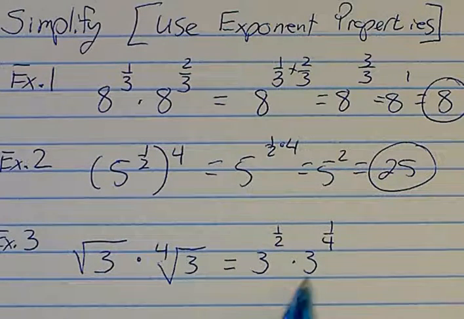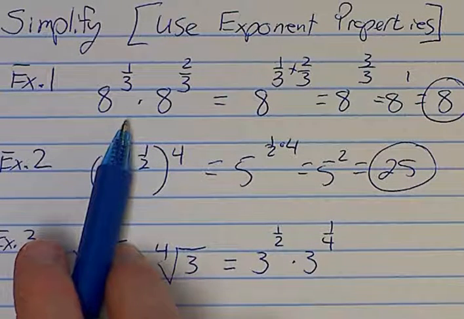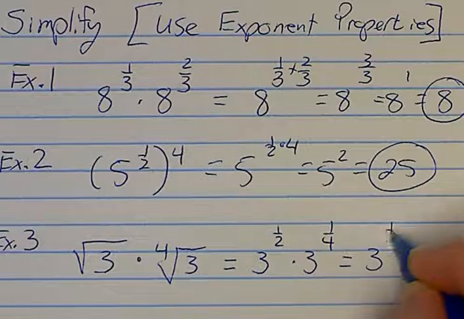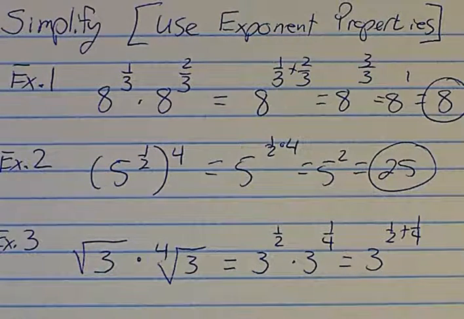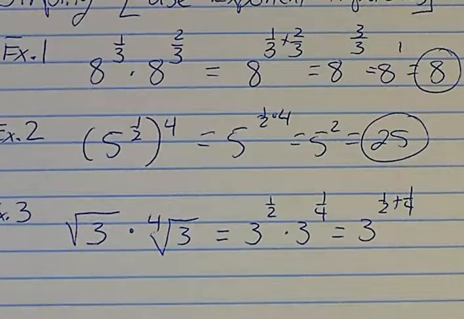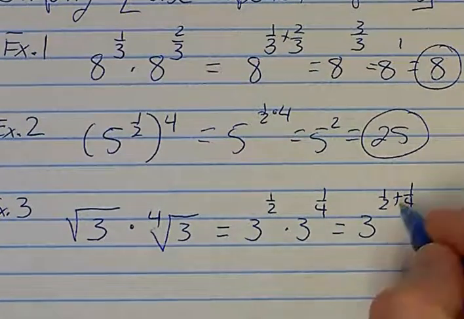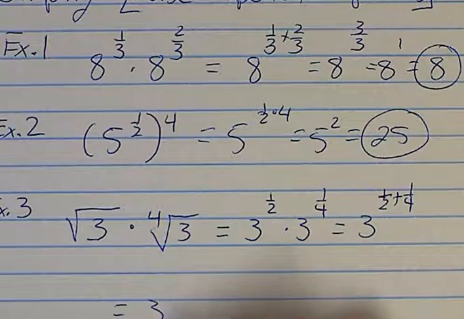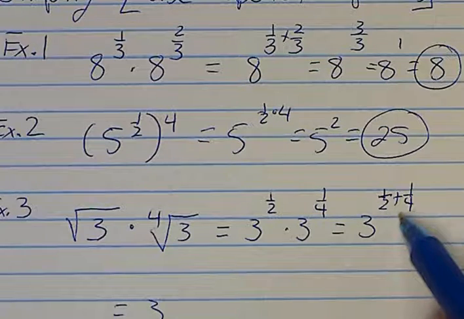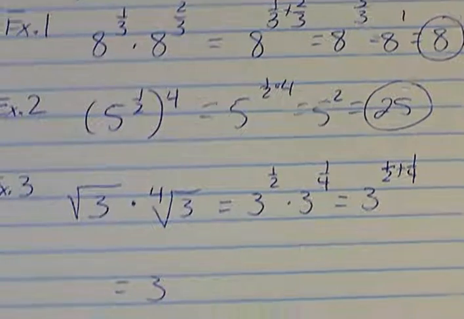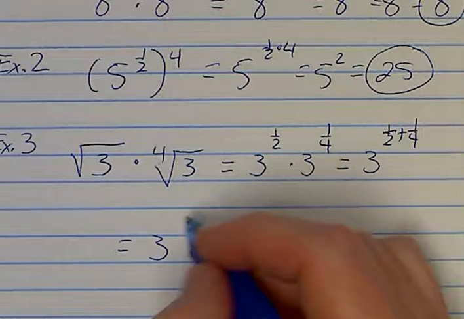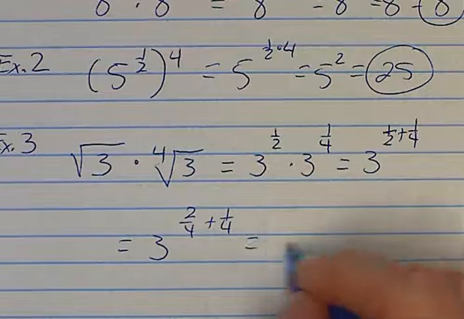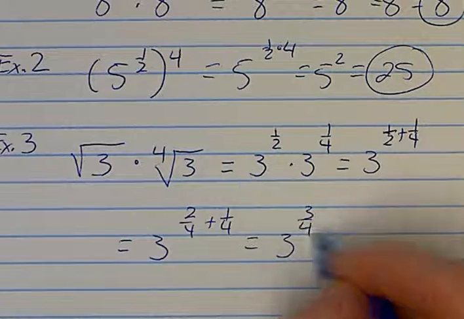Well, now this one looks a lot like example 1. So as long as we have the same bases, now we can add those exponents together. So it's going to be 3 to the 1/2 plus 1/4. Now the only bad news with this one is you don't have common denominators, so you have to rewrite it. But the good news is if it's 1/2 and 1/4, the common denominator would be 4. So 1/2 would be 2/4, plus 1/4, so that would be 3/4.